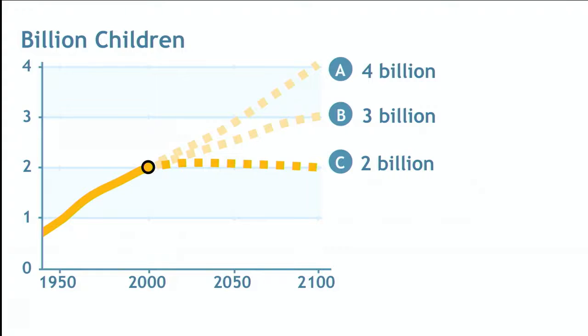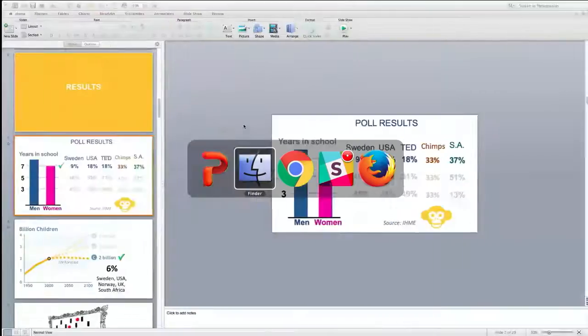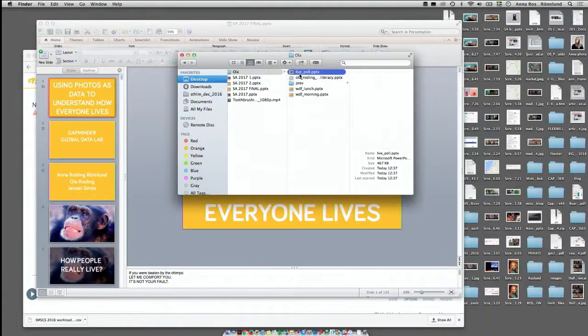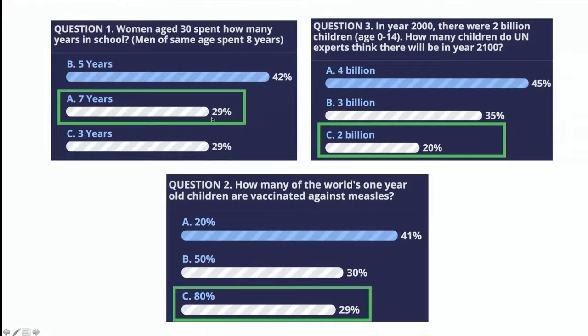And across these, actually, I should show you what the results were this morning for this audience. You can see the top left chart here saying women aged 30 spent how long in school? And the correct answer is 7 years. And only 29% of this noble audience scored correctly. So we know which questions audiences will pick the wrong answers on. It's very predictable how the misconceptions look.